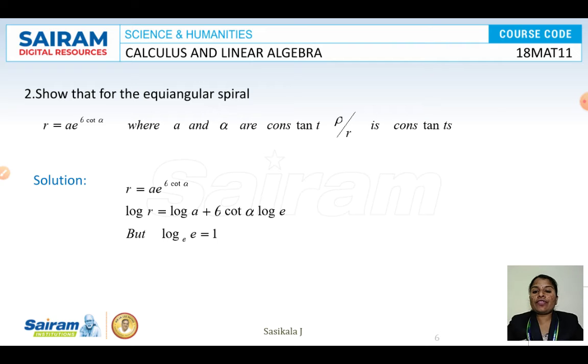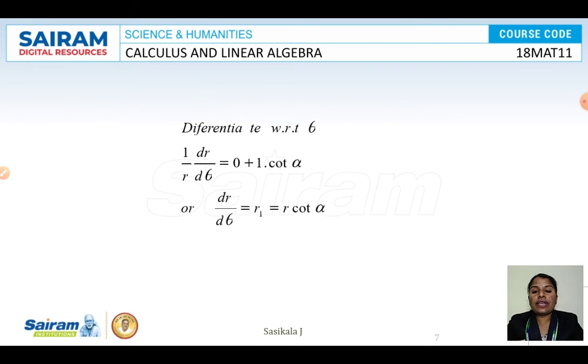Right. So the next question, we need to show that the equiangular spiral, that is r is equal to a into e to the power of theta cot alpha, where a and alpha are constants, that rho by r is constant. So we have to show that rho by r is a constant. Okay. So what is that? r has been given as a into e to the power theta cot alpha. So we need to show that rho by r is constant.